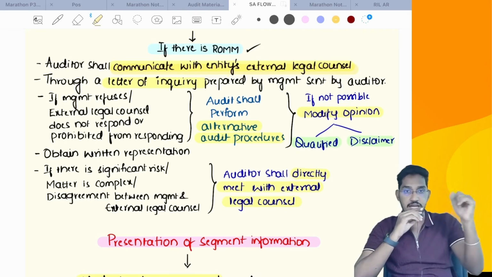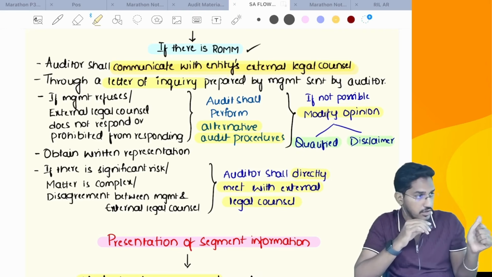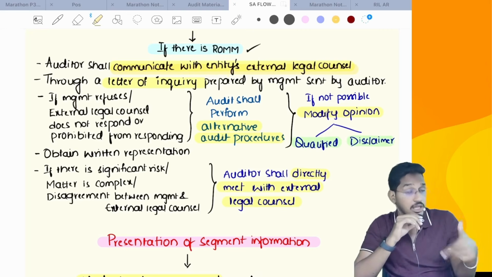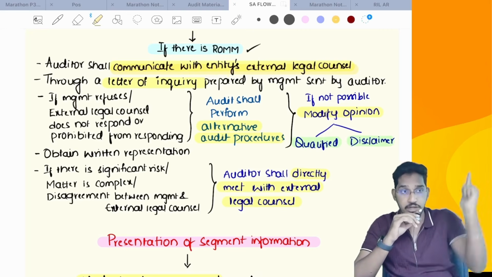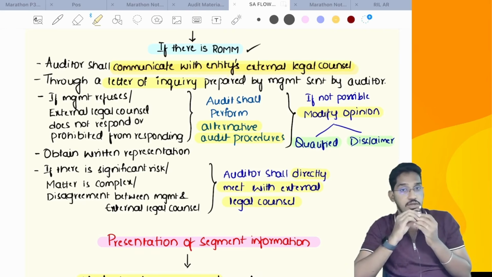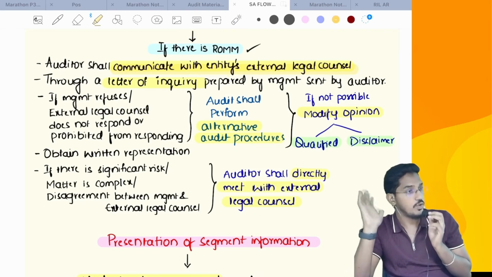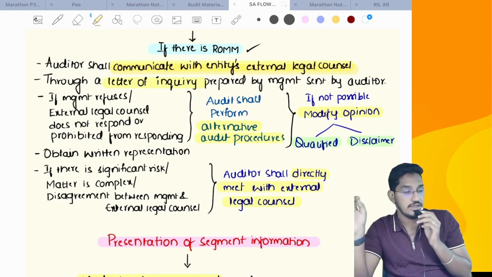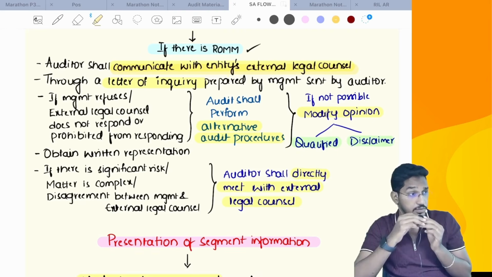In any of these three cases, either management did not help you draft the letter of inquiry, management helped you but the external legal counsel is prohibited from responding, or he is not responding of his own accord, you will not be able to get a reply. Now what should you do? Now the standard says perform alternative audit procedures. You have to perform alternative audit procedures.